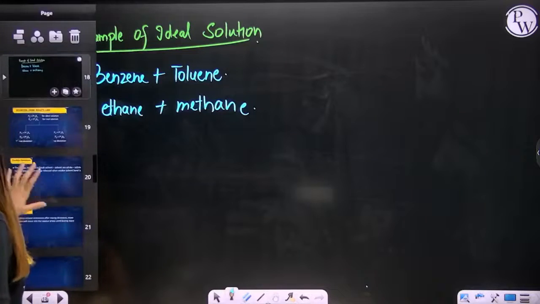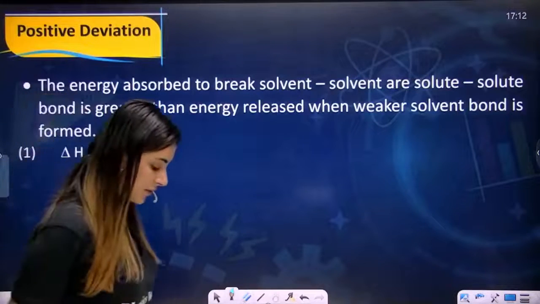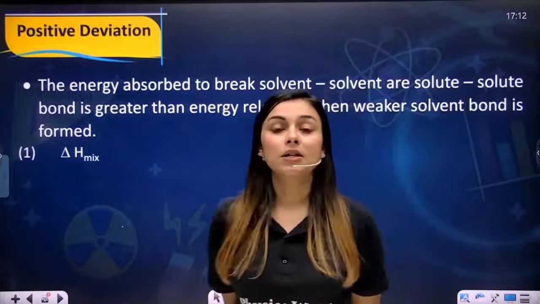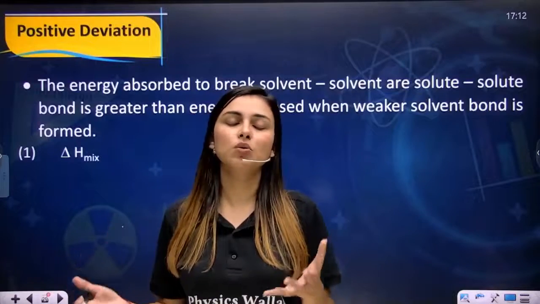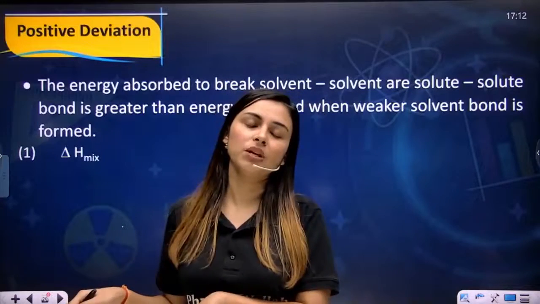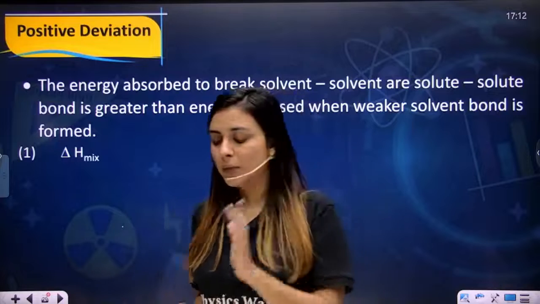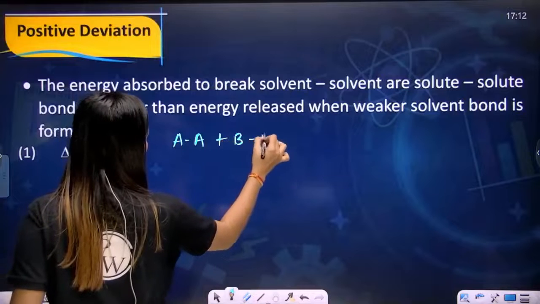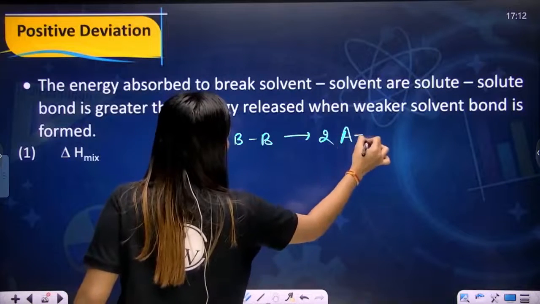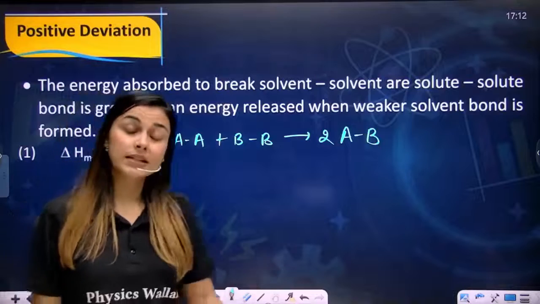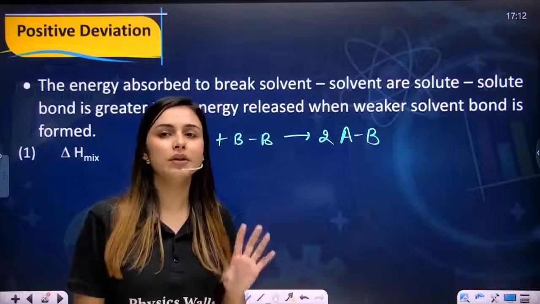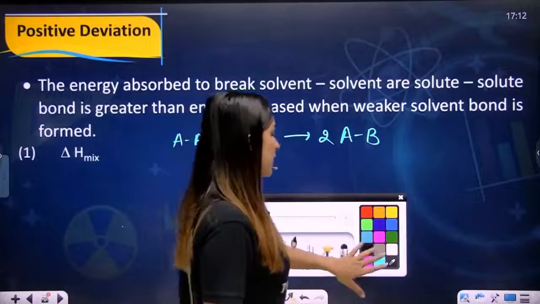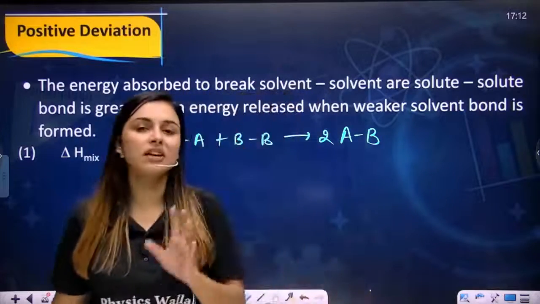Okay, now we are going to talk first about the positive deviation. See, my dear students, in positive deviation I told you that the vapor pressure of the solution comes out to be more than that calculated from Raoult's law. Now imagine you know that a solution is made by AA plus BB giving 2AB. Now in an ideal solution all the interactions were equal, but since it is a non-ideal solution, it will have different interactions before and after mixing. Now which is more and which is less? You can calculate it yourself.